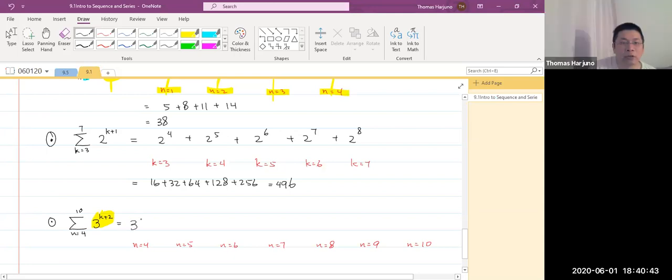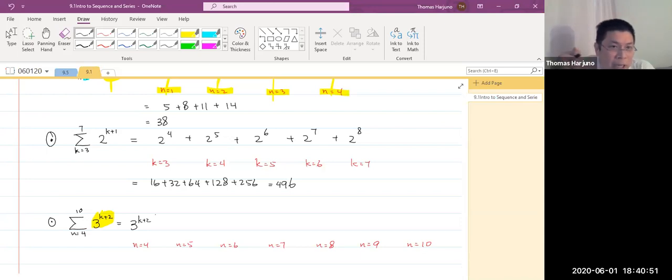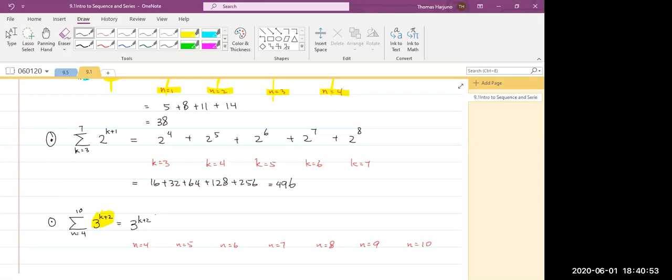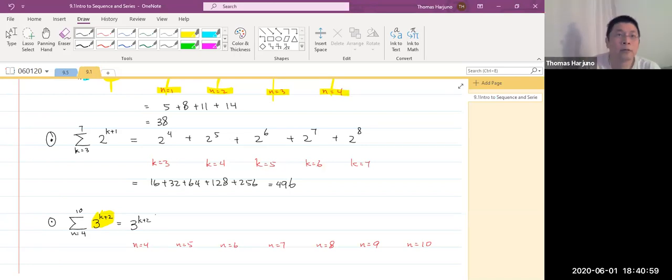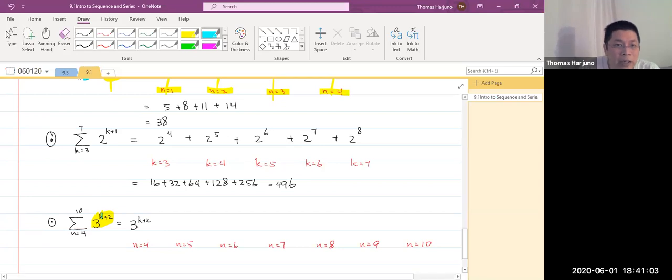3 to the k plus 2. Okay. Notice that the index is n, not k. Right? The index is n, not k. So this k here is not the same as the index in here. You see? It's not the same.